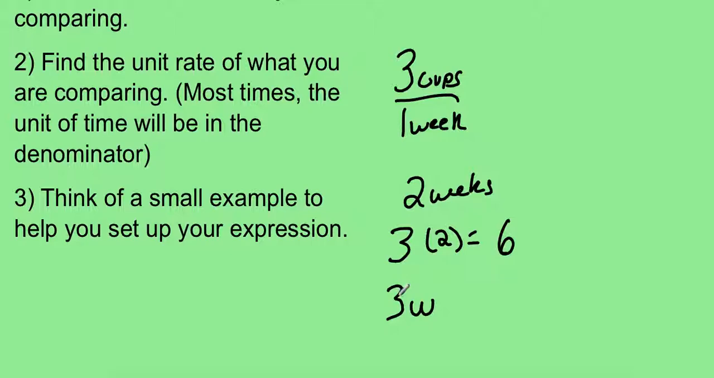because they get 3 cups every week, and our 6 represents the number of cups that the person is watering the plants with. So our first equation is 3W equals C, or 3 times the number of weeks gives us the number of cups of water that we need. Let's go over a few more examples before we move on.